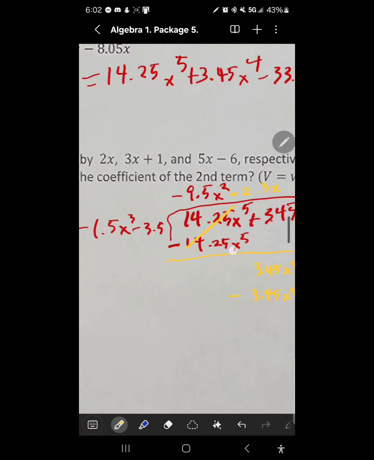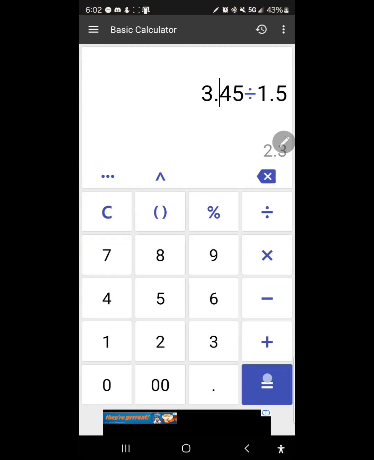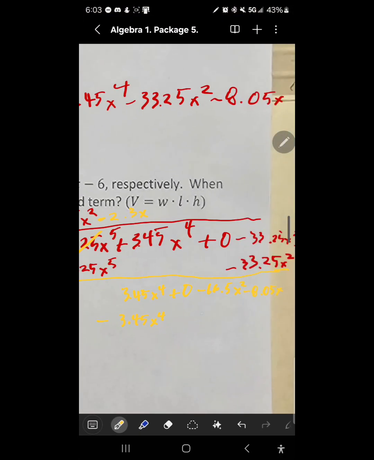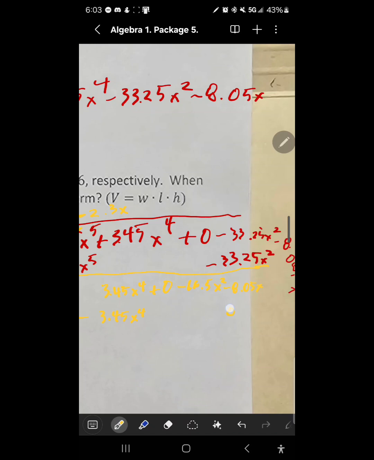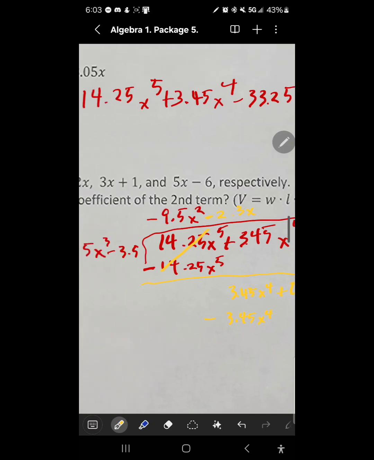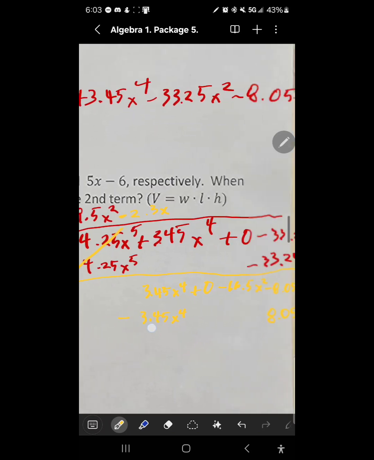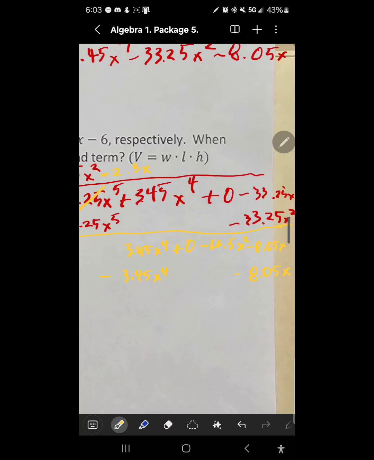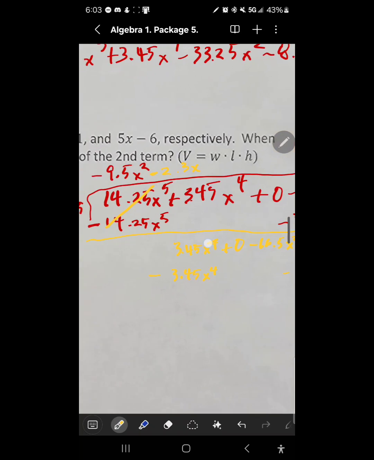Then, 2.3 times 3.5 is 8.05. So 8.05x, because x times nothing is just x. And then minus times minus is positive, so minus the answer. So you put a minus here, and then the answer is 8.05x. Now this minus this is 0.